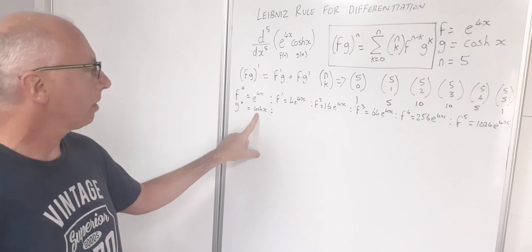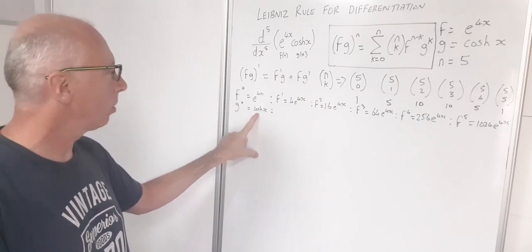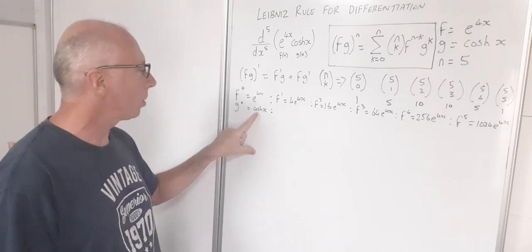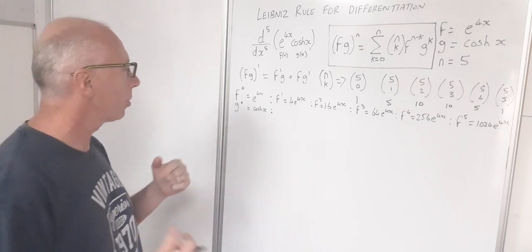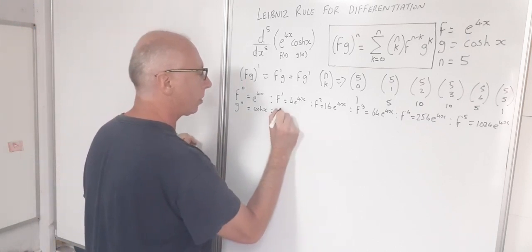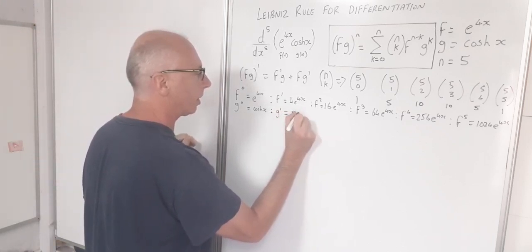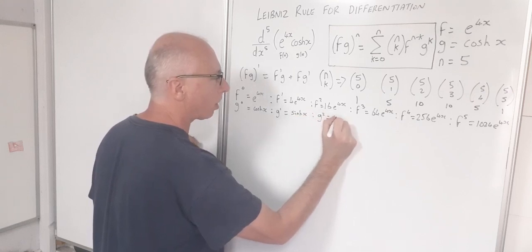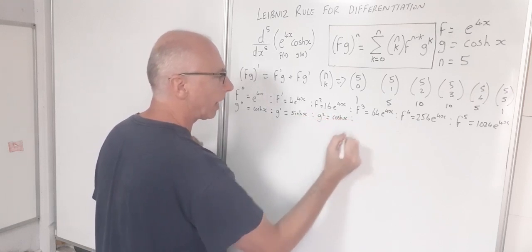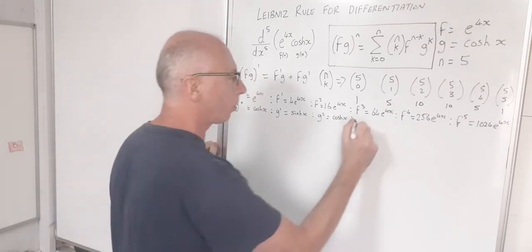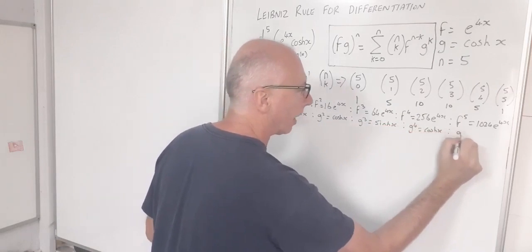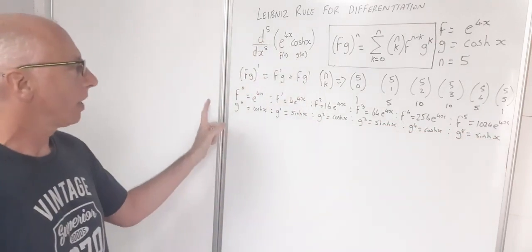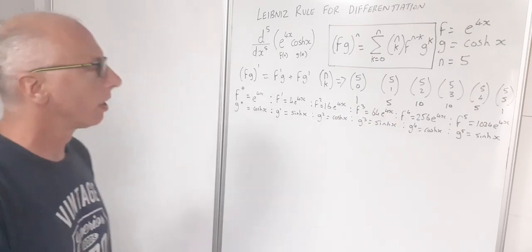Now cosh of x, it's not quite the same as the standard cosine. This just stays positive and you go from cosh to sinh. So the first derivative is sinh of x. Second derivative is back to cosh of x. And it just fluctuates backwards and forwards all the way. Third, sinh of x, fourth derivative is back to cosh of x, and fifth, we've got sinh of x. So that's all our derivatives.